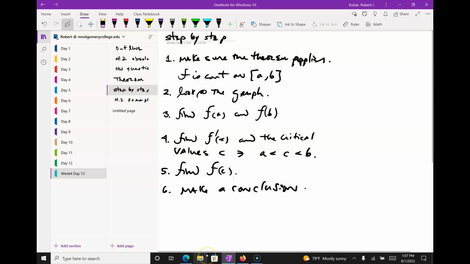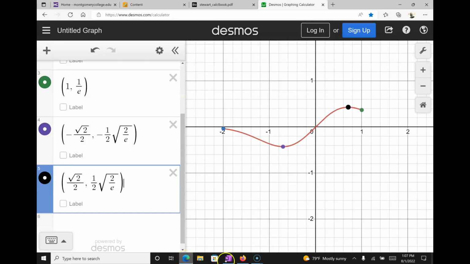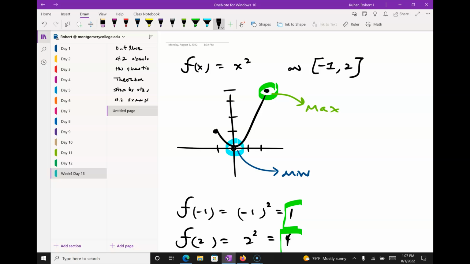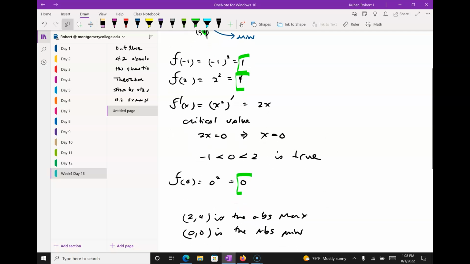Yes, question? What's zero? The height. Well, you can see it here on my graph, on my picture. This is 1, negative 1, 1. This is 0, 0. This is 2, 4, right? So obviously that green is the highest, and notice the y value there is 4. My other y values were 1 and 0, right? Which one is the smallest? That's the min.